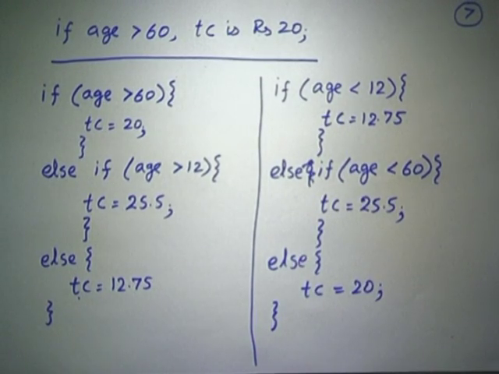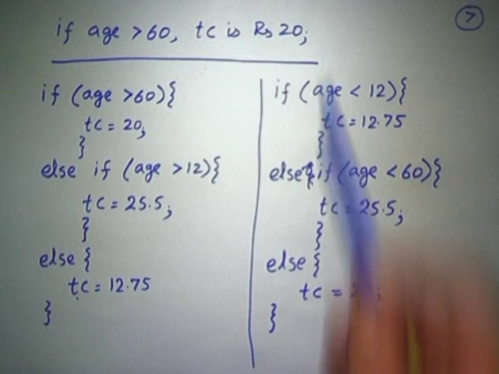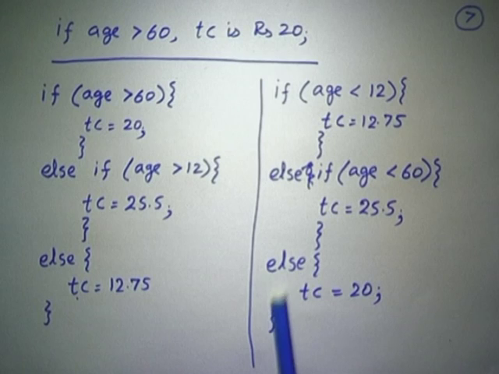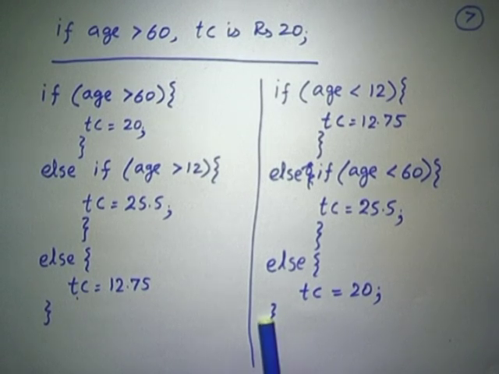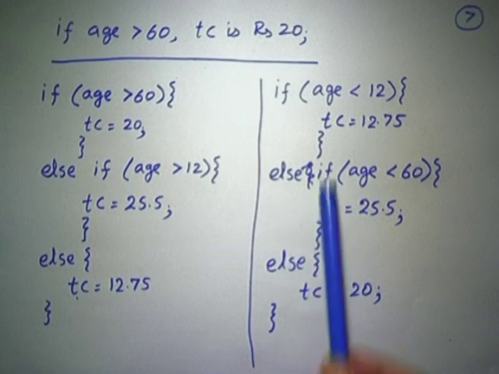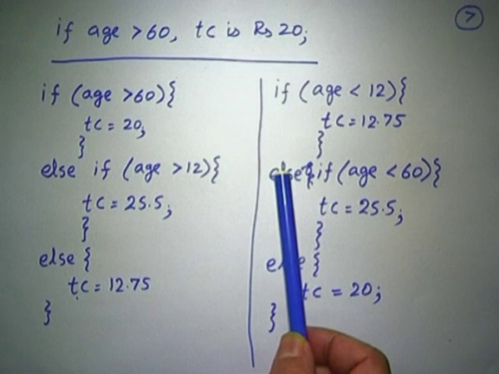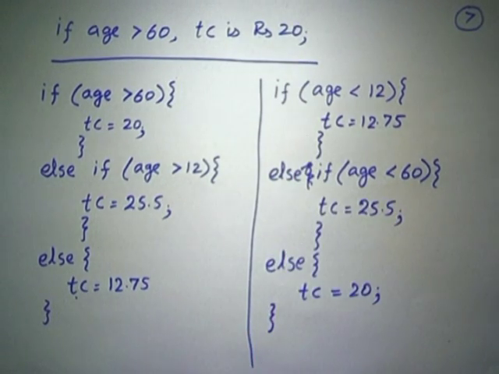And the ladder is written such that only one of those conditions will be true. So, that end brace of the last else, na? This end is of this else. This end is of this if. This end, therefore, is also the end of this else. In nested else if ladders, you just count the total number of opening and closing braces. As long as they match, you are safe.